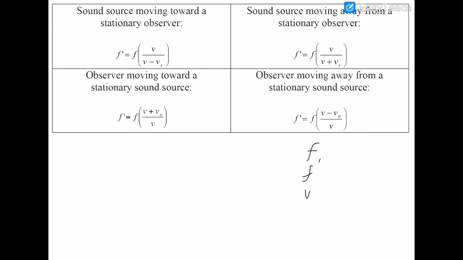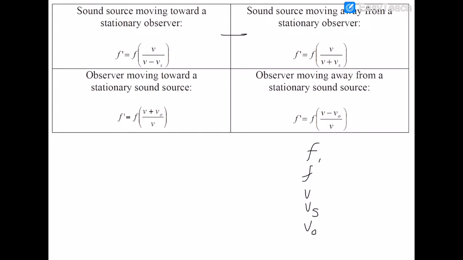There's also V, which is the speed of sound. There is Vs, which is the speed of the sound source. If the source is moving, it would be Vs. This Vs is not the speed of sound, it's the speed of the sound source. And then we have Vo. If the observer happens to be moving, then that's how fast that person is moving.